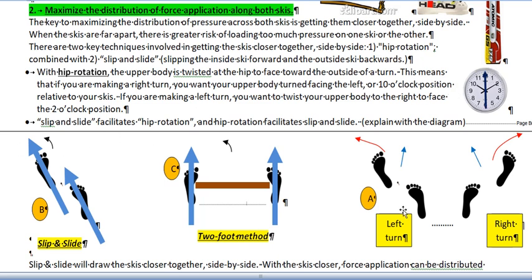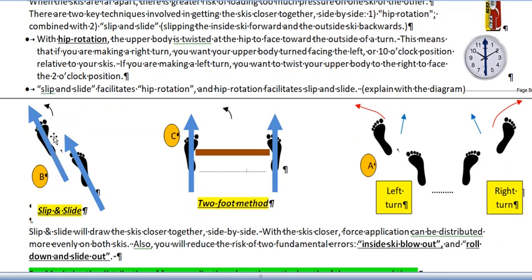All right, so to show this, if you're making a left turn, your slip and slide slips your left foot forward, your right foot back, you're going this way, but your upper body's facing this way, away from the turn. Now, if you're making a right turn, your right foot is slipped forward, your left foot is slipped back, right? You're going this way, but your upper body's facing away from the turn, right? Totally against common sense, totally against conventional thinking, but the benefit is when you do slip and slide with hip rotation, you end up pulling your skis closer side by side.